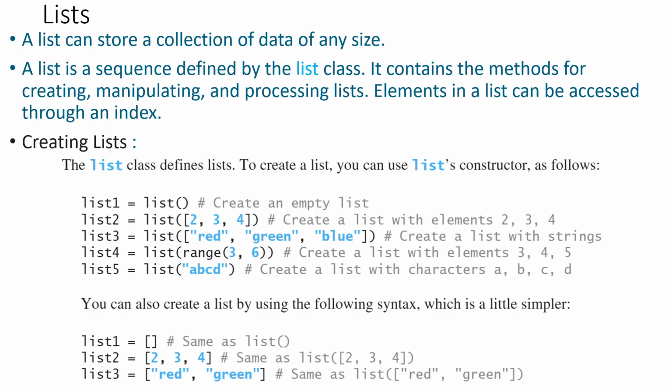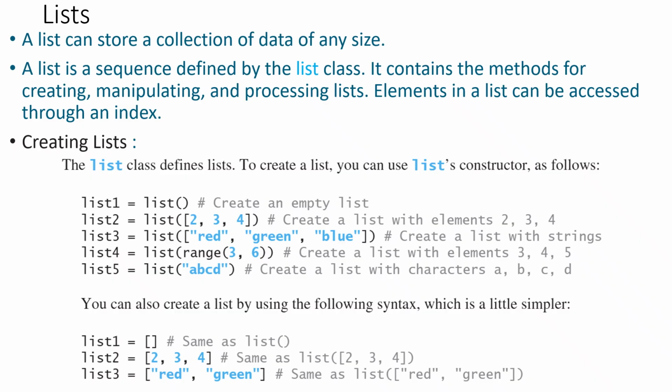In part 1, we have already seen about the list. Now we will see more detail about the list structure. A list can store a collection of data of any size. A list is a sequence defined by the list class. It contains the methods for creating, manipulating, and processing lists. Elements in a list can be accessed through an index.